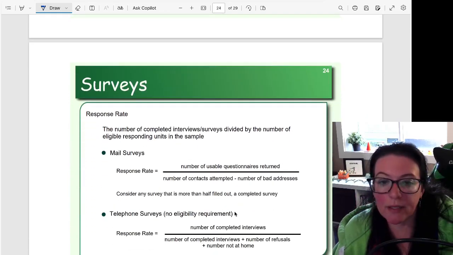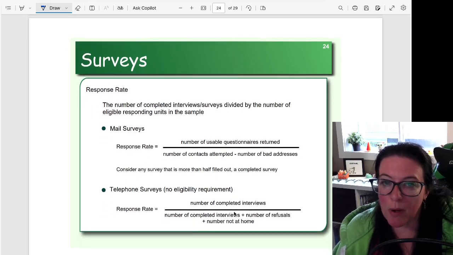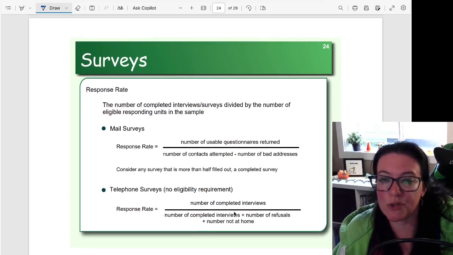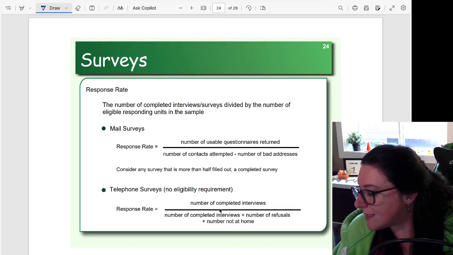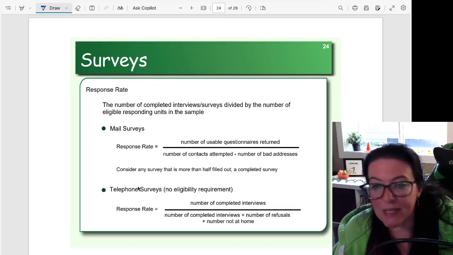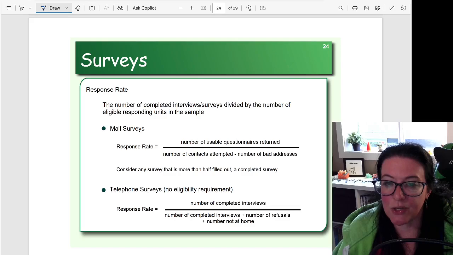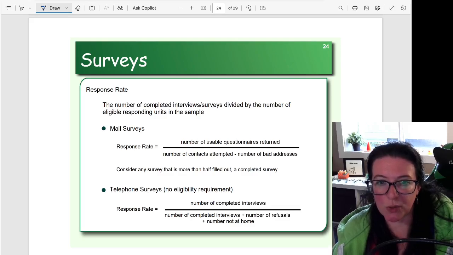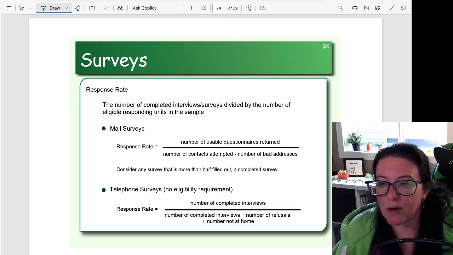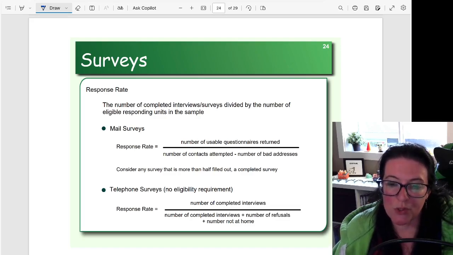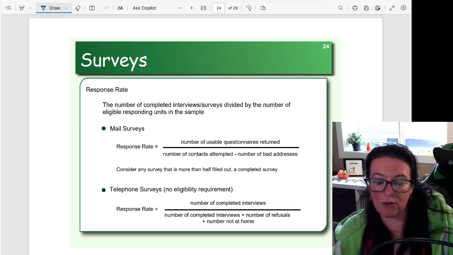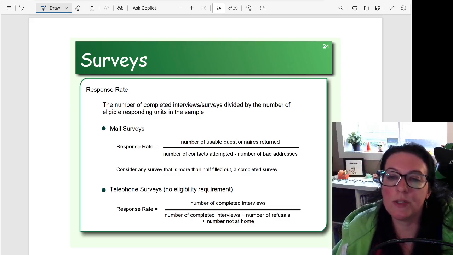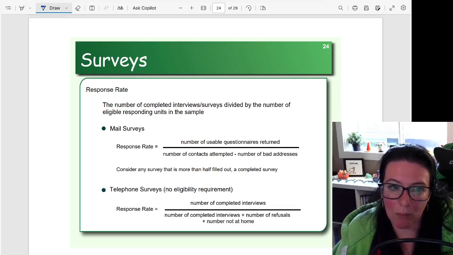So how do you calculate a response rate? Well, a response rate is the number of completed interviews or surveys divided by the number of eligible responding units in the sample. For example, with a mail survey, so you sent it through snail mail, how many usable questionnaires were returned versus the number of contacts attempted minus the number of bad addresses. So we look at how many mail items we sent out, but we subtract from that the ones that came right back.